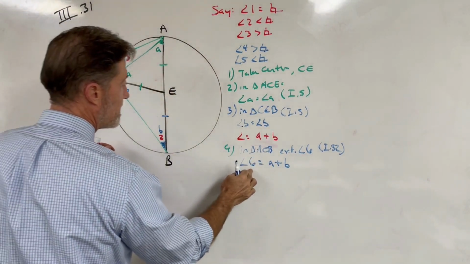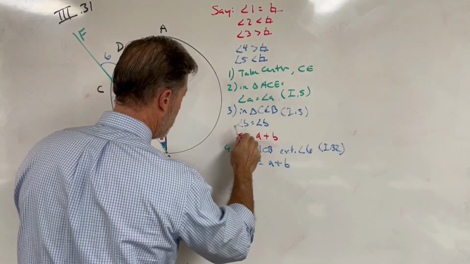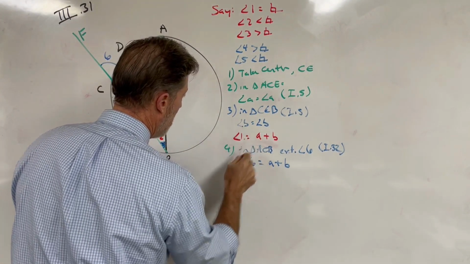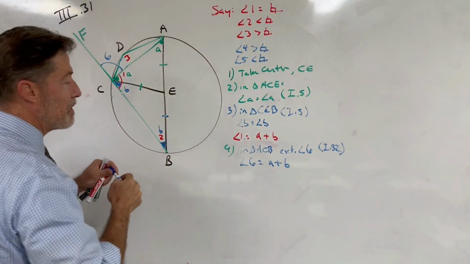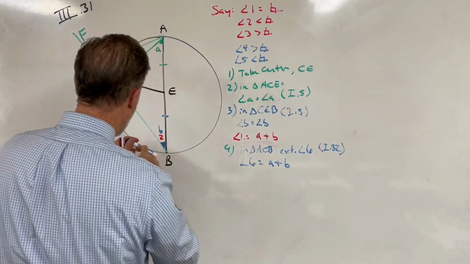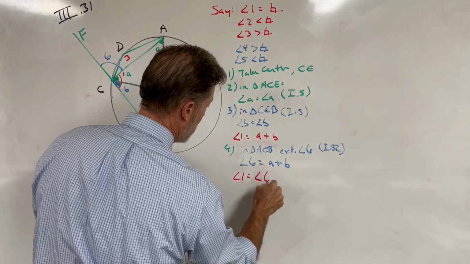But angle 1, as we said before, is also equal to angles A and B. Therefore, angle 1 is equal to angle 6. So angle 1 equals angle 6.